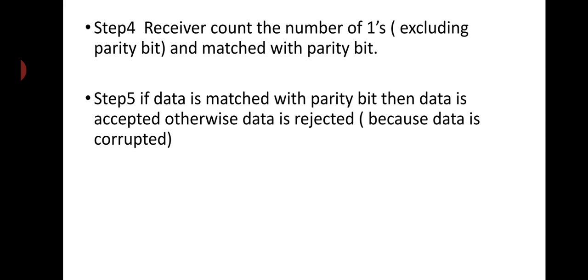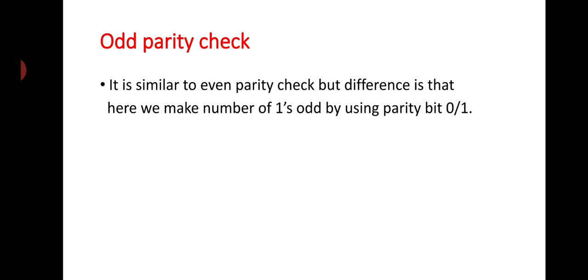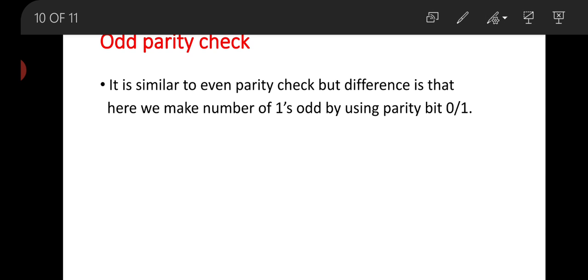I hope you have understood the single parity check method and even parity check. Now the second one is odd parity check. Odd parity check is similar to even parity check, but the difference is that here we make the number of ones odd by using parity bit 0 or 1. See what is the mechanism of odd parity check.